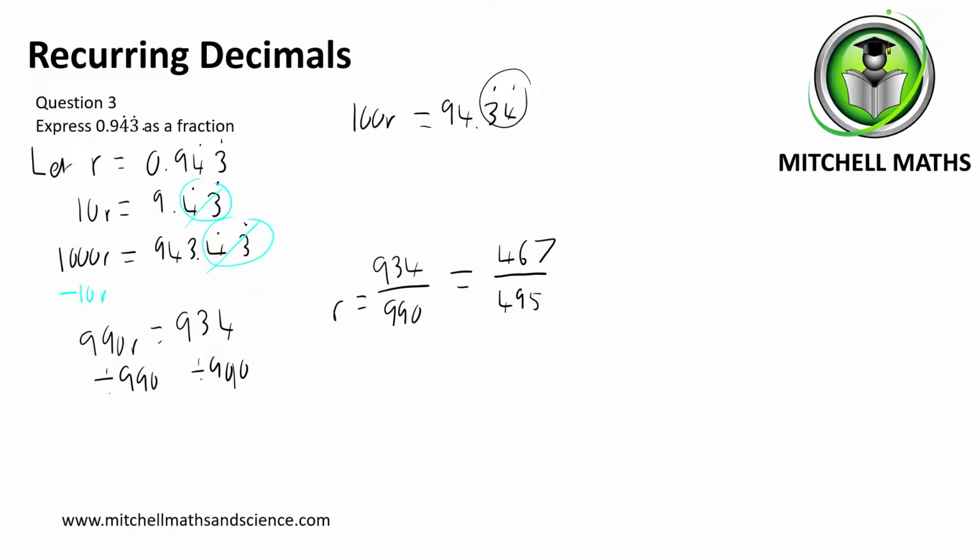And that's how to work out, convert a bit more of a complex recurring decimal into a fraction when you've got one number and two recurring parts. And it's all about looking at how you can eliminate the recurring part of the decimal, and then you can convert it into a fraction.